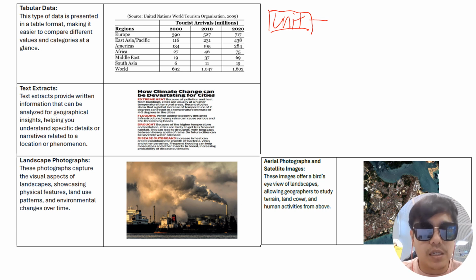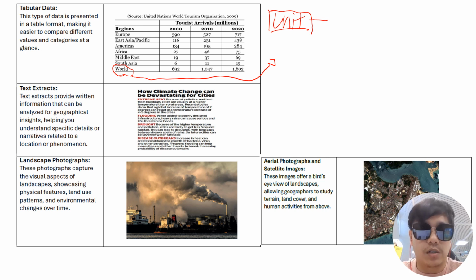All right, so in this case, the Europe region in 2000 had 390 million tourist arrivals. Okay, so that is one important tip for data interpretation. Always look at the unit. Next, we also look for summary statistics like averages, total, frequency, so on and so forth. So in this case, the data total that we can really look into is the world data.